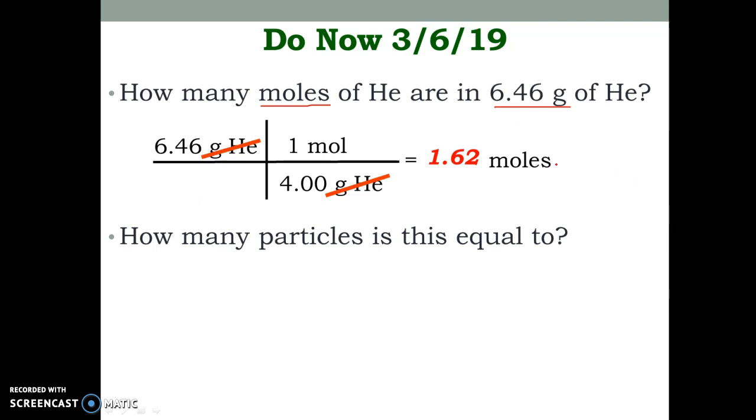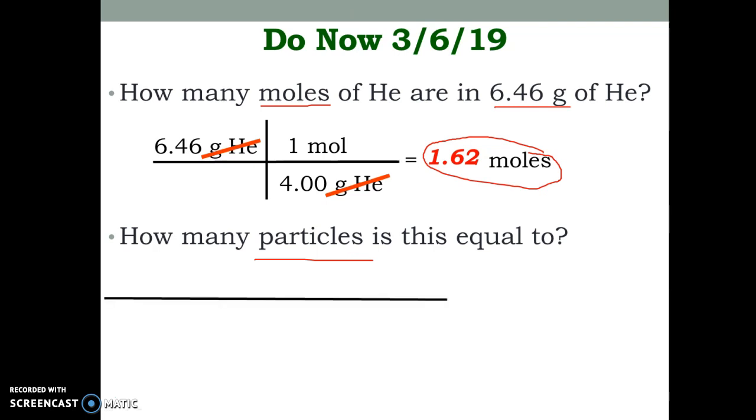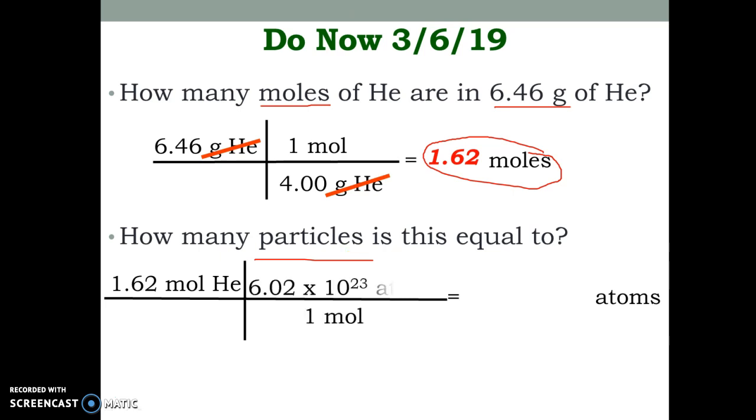If I want to take this moles then and convert it to particles, that's again a one-step problem. From moles to particles, I'm going to use the value 6.02 times 10 to the 23rd, also called Avogadro's number. If I'm starting with 1.62 moles and going to particles, that value is going to go on top, and I'm going to multiply to get my final answer of 9.75 times 10 to the 23rd. Now here it is labeled particles.